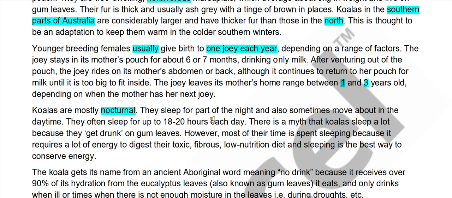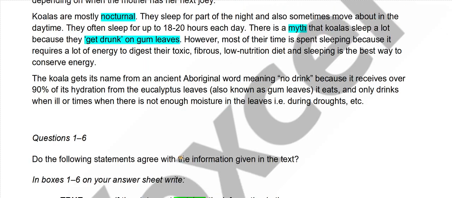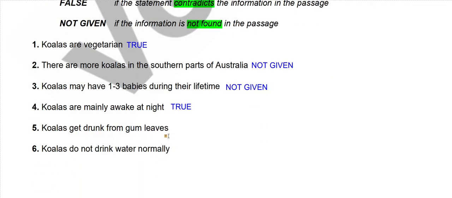They sleep for part of the night and also sometimes move about in the daytime. They often sleep for up to 18 to 20 hours each day. There is a myth that koalas sleep a lot because they get drunk on gum leaves. This is a myth, meaning it's not reality in simpler terms. So, do koalas get drunk on gum leaves? No, it's a misconception of people who think like that. So we'll say the information is false.